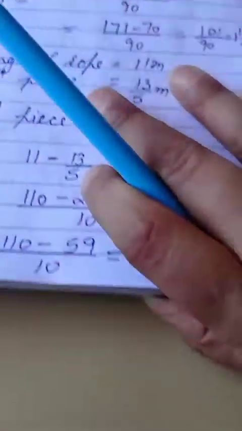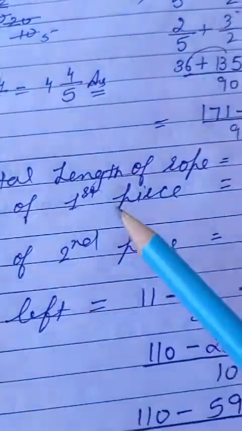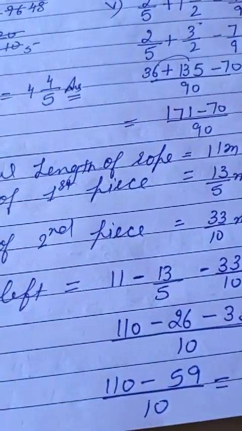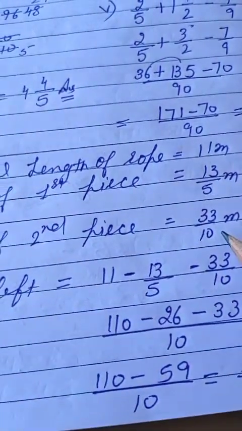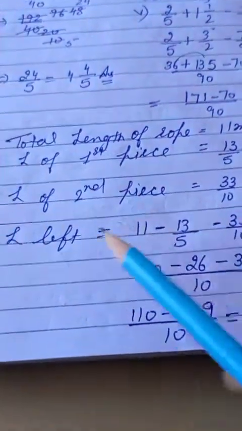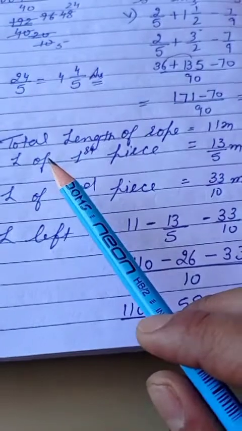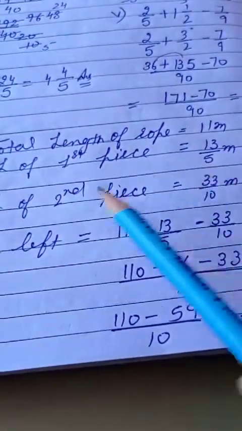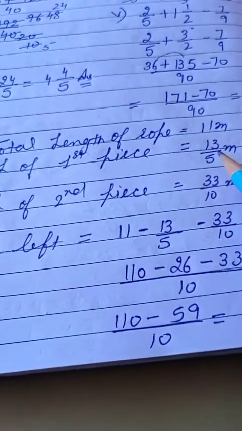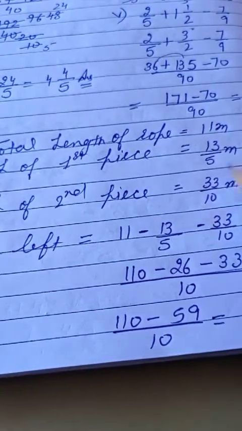12th question. You have from a rope 11 meter long, two pieces, one of this length, one of this length, you have to cut off. Meaning you have to find the length left. See how to write the statement. Total length is this. Length of first piece is this. Length of second piece is this. So these two lengths we have to cut off from 11.